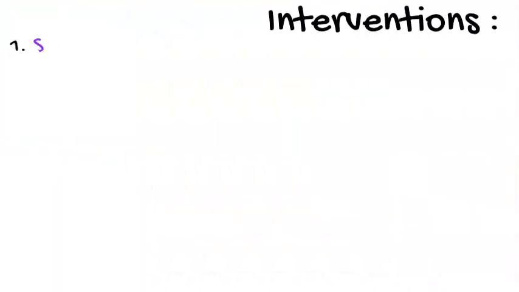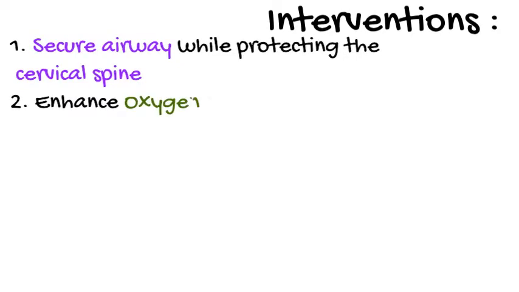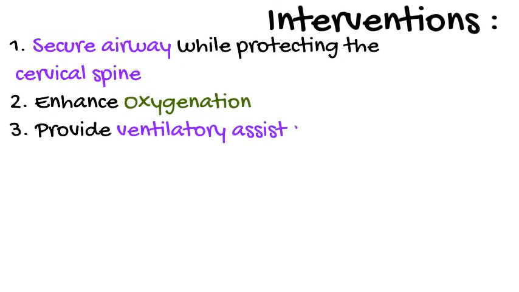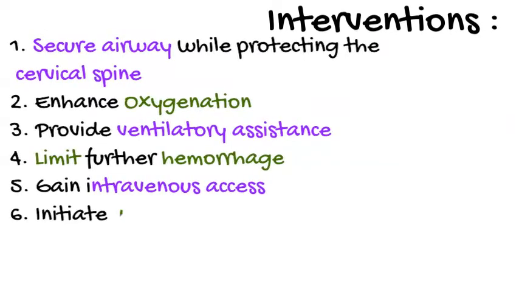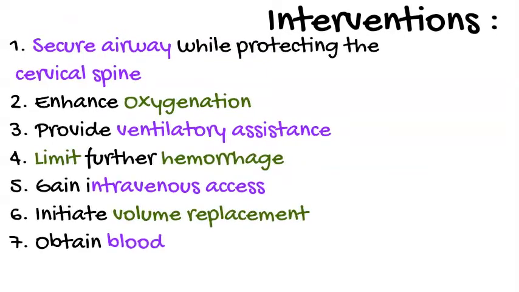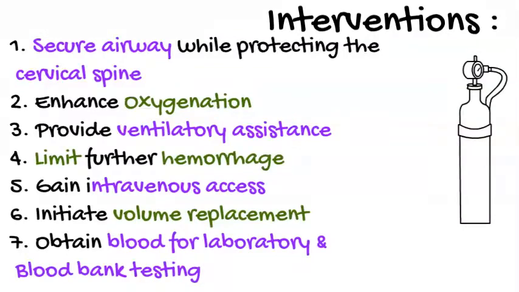So what are the interventions during the primary survey? The interventions include: 1. We must secure the airway while protecting the cervical spine. 2. We need to enhance oxygenation. Number 3. We need to provide ventilatory assistance or support. Number 4. We must stop or limit further hemorrhage. Number 5. We must gain large intravenous IV access. Number 6. We must initiate volume replacement. And finally, number 7. We must obtain blood for laboratory and blood bank testing.